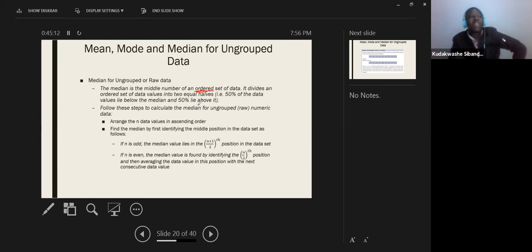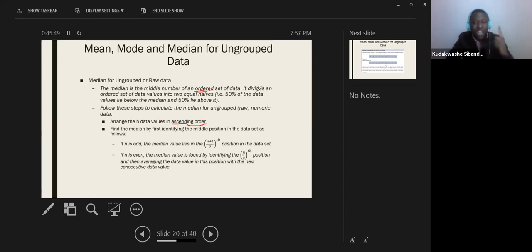So the median is the middle number after you order your data. If you find the middle number without ordering your data, then it's not a median, right? You first have to put your data in a certain order, and then you find the value. The order is ascending order: you start with the smallest value to the biggest value. After you arrange your data in ascending order, you then find the median.